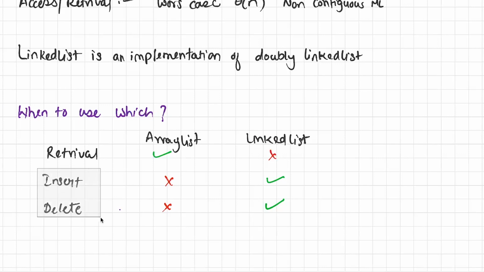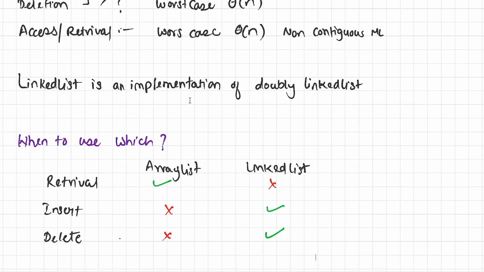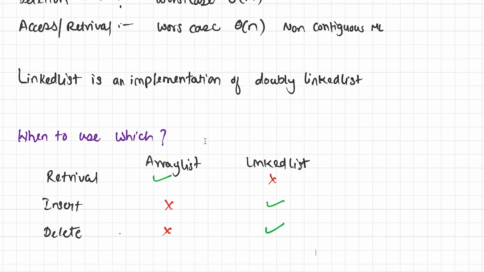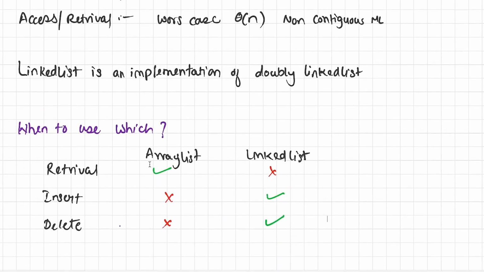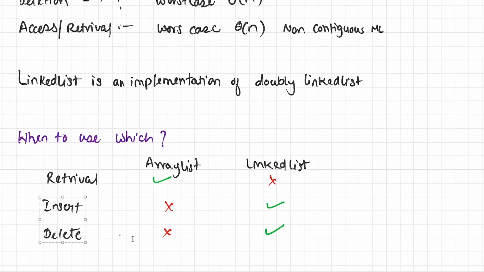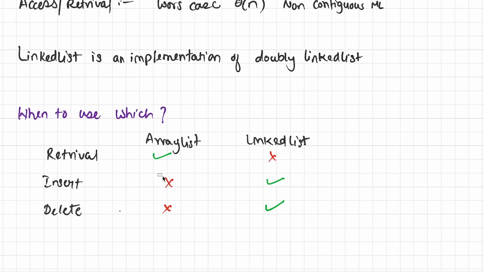Similarly, if you have insert and delete operations that are very frequent, then you can use linked list because it takes constant time to insert and delete an item in the linked list. On the other hand, if the frequent operation is insert and delete, then it is not a good idea to use the ArrayList because ArrayList takes big O of n in the worst case. So now I hope this is clear to you when to use which data structure.